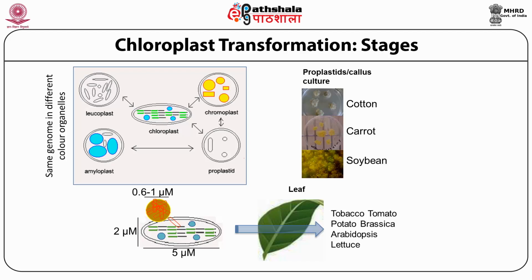Generally, the gold particle which is bombarded to the chloroplast organelle is bigger than the genome size of the chloroplast. So how does this chloroplast vector integrate into the genome of the chloroplast? It integrates by homologous recombination, which we will discuss later.